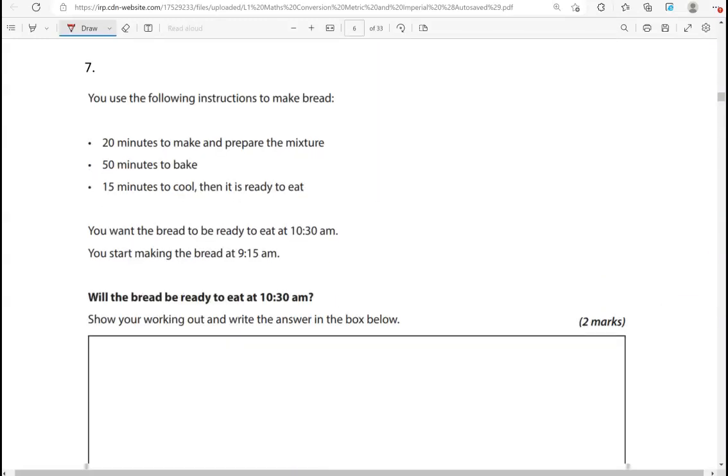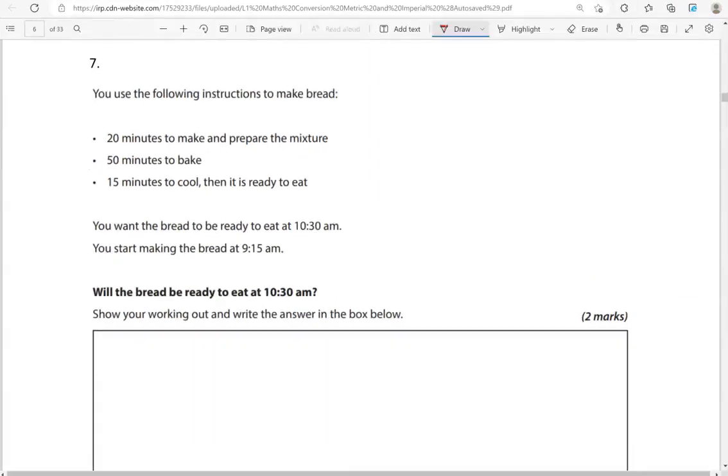You use the following instructions to make bread. 20 minutes to make and prepare the mixture, 50 minutes to bake, 15 minutes to cool, and it's ready to eat. You want the bread to be ready to eat at 10:30 a.m. You start making the bread at 9:15 a.m. Will the bread be ready to eat at 10:30 a.m.? Show your working out and write the answer in the box below.